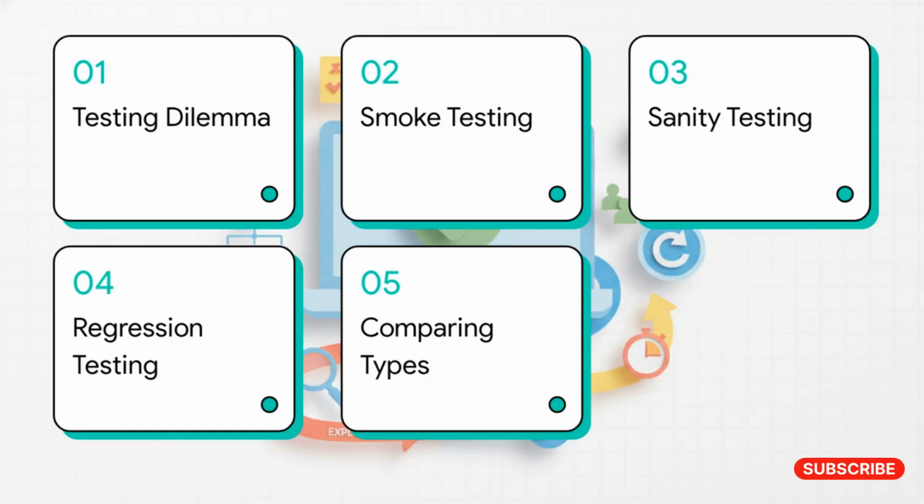So here's our roadmap for today. First, the software testing dilemma. Second, smoke testing as our first defense. Third, sanity testing for focused fixes. Fourth, regression testing for the big picture. And finally, comparing the testing types.